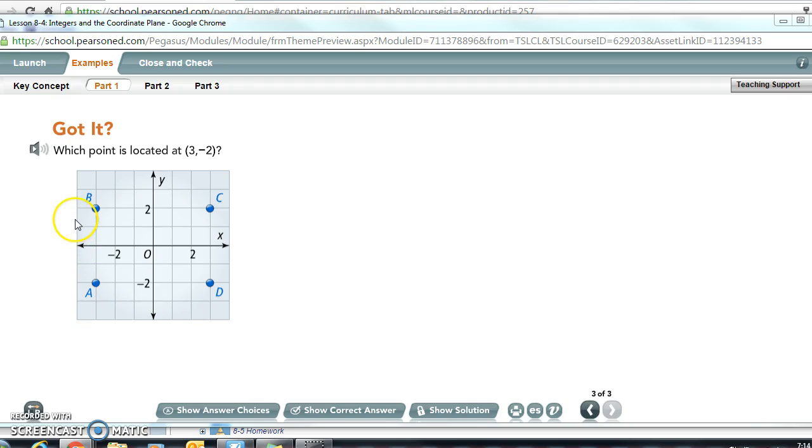They want you to go ahead on your own, and you got it. They want you to figure out what point is located at (3, -2). So go ahead and circle your answer if you think it's A, B, C, or D. Which point is at (3, -2)? When you're done, go ahead and go on to part 2 with me.